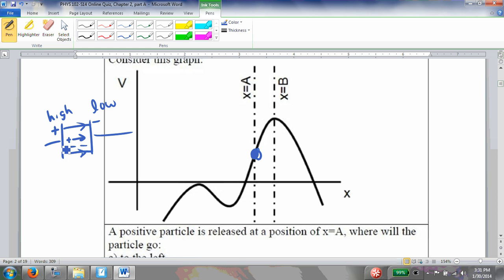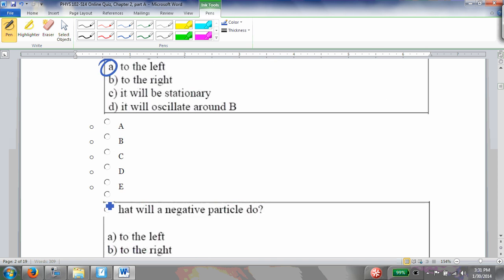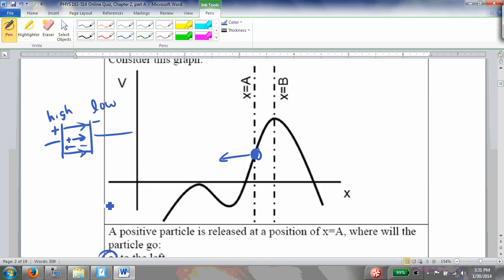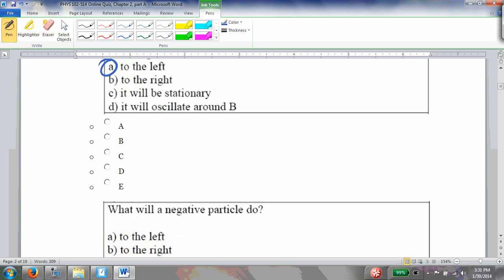So if I have a positive particle here released at x equal A, then it's going to move from high to low potential. So my positive particle is going to move to the left. That's A. What will a negative particle do? Okay, well, a negative particle will move from low to high potential. And imagine a negative particle released between these two plates. It's going to move from low potential to high potential. So it's seeking higher ground. So it's going to move up the potential. So it's going to move to the left, to the right, excuse me.